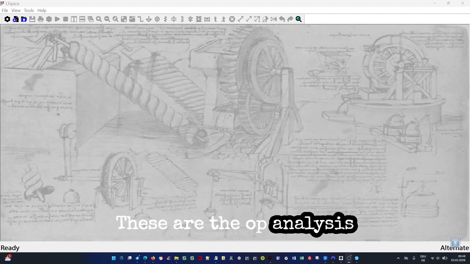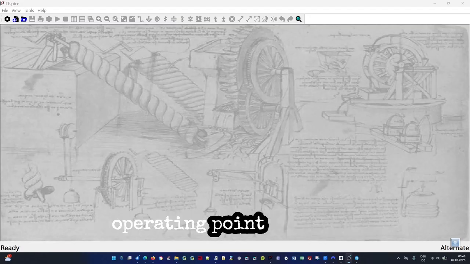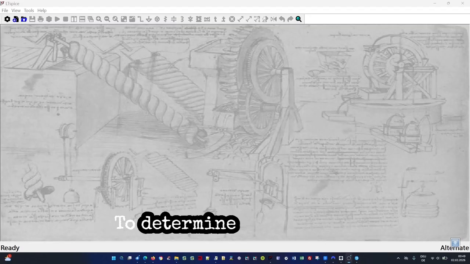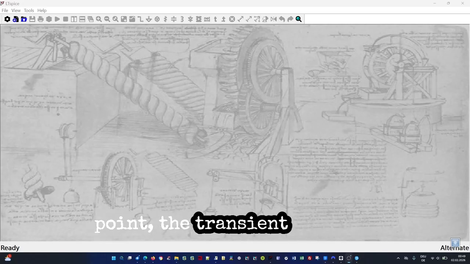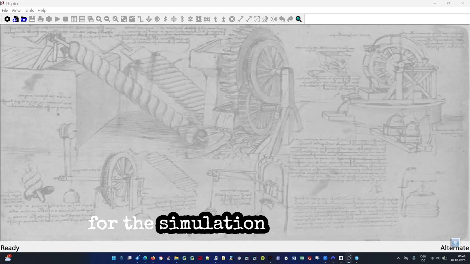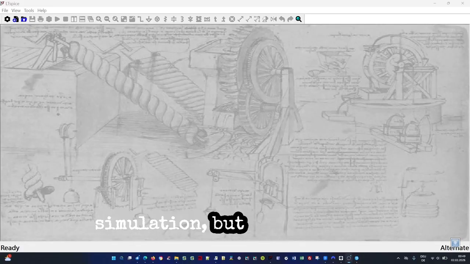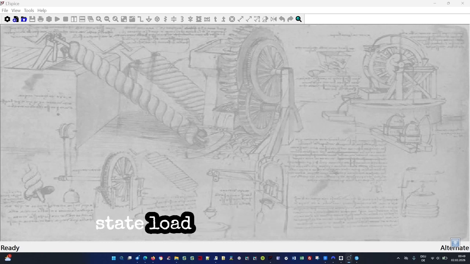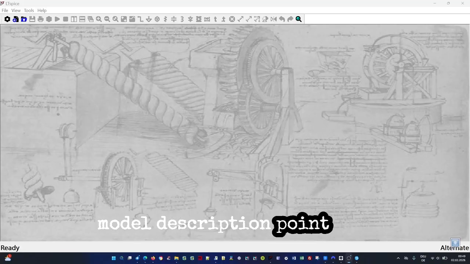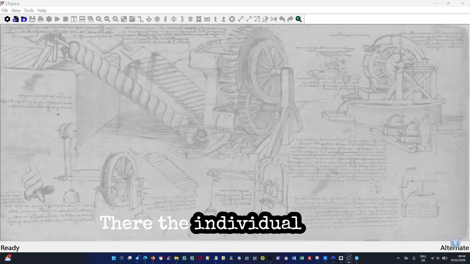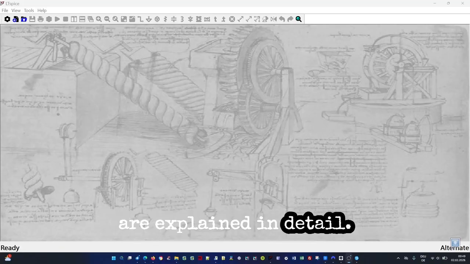These are the OP analysis, operating point analysis, to determine the working point, the transient analysis for the simulation in timeline, and the DC analysis thought for the direct current simulation, but now also best suited for nonlinear steady-state load flow calculations. More detail can be read in the file named Mathematical Model Description .doc. There, the individual models are explained in detail.